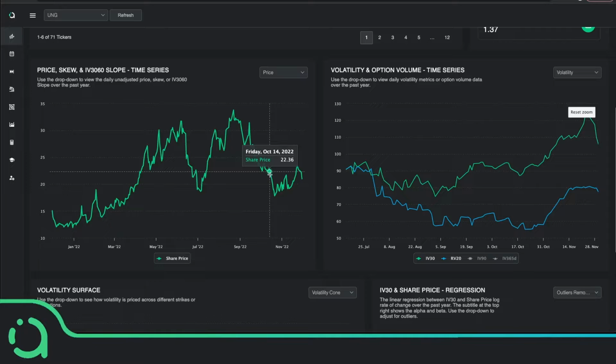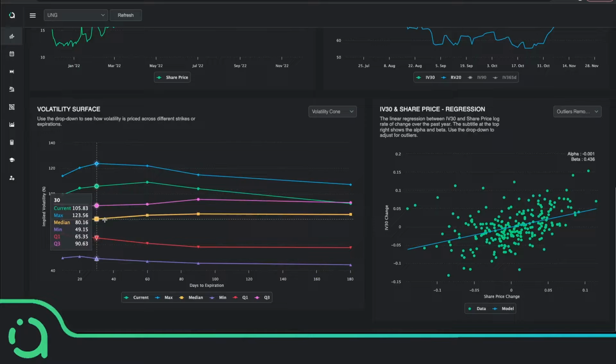The last item on our checklist is to compare the current level of implied volatility to where it's been in the past. And for this, we are going to use the volatility cone, which is right here. What this shows us is the current level of implied volatility, which is the green line, and it compares it to the highest, lowest, and average that we've seen the volatility at for that expiration over the last year.